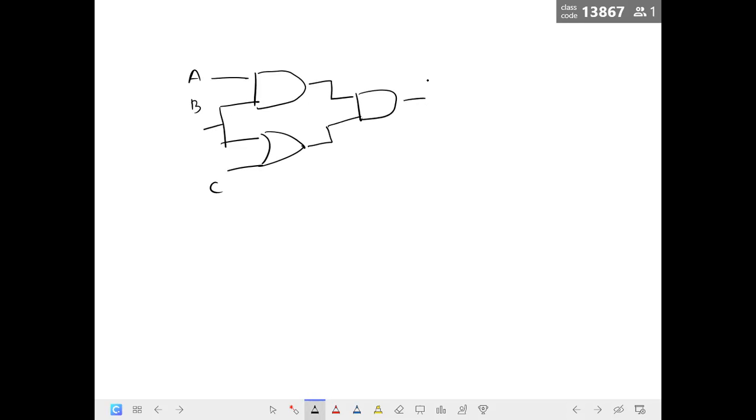Right. Output is X. Now, what's the output? This is an AND gate. This is an OR gate. This is another AND gate.